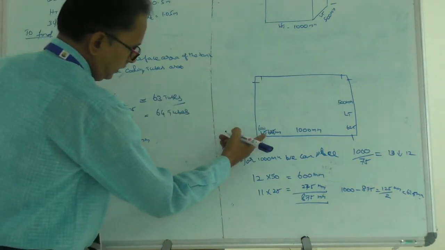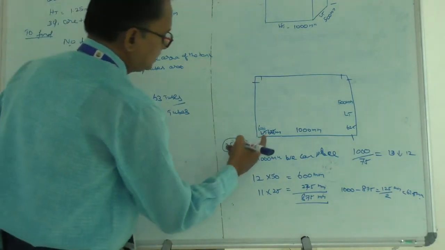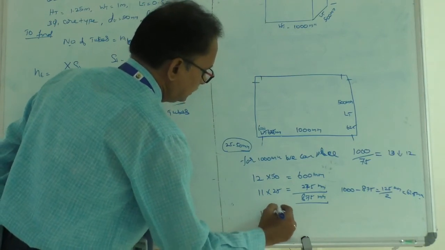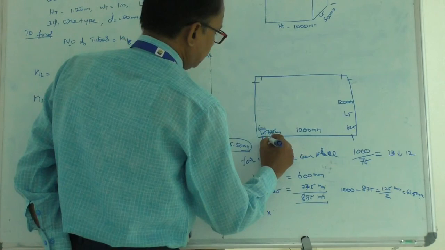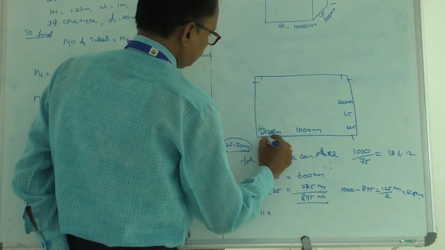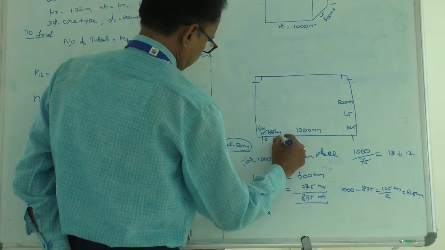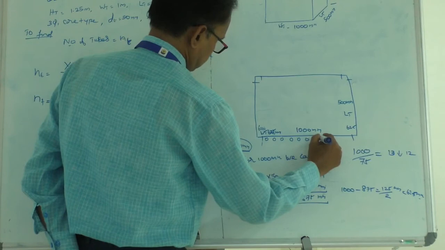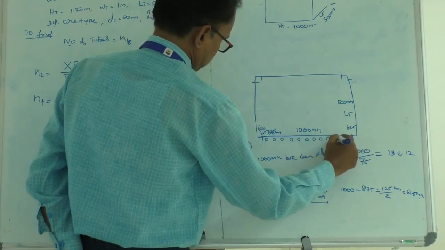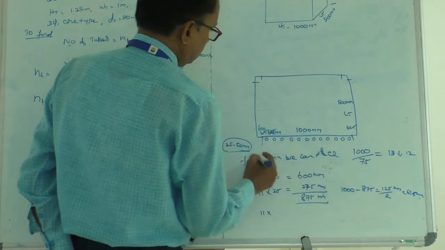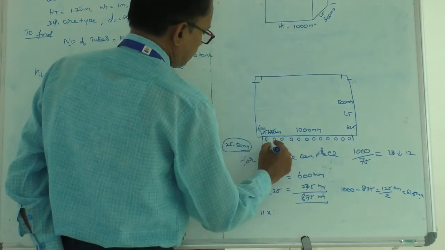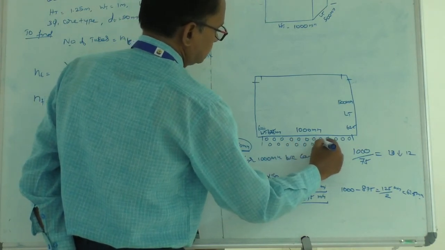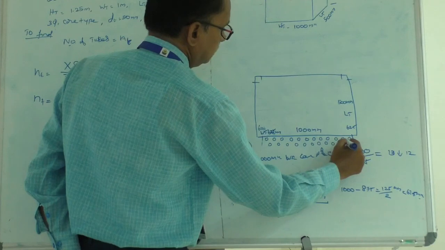So you may have to go for one more layer of cooling tubes, which means that instead of 12 tubes, you can make it 11 tubes. How are we going to accommodate them here? This is 1, 2, 3, 4, 5, 6, 7, 8, 9, 10, 11, 12. In between these two tubes, you have to make one more tube. So 1, 2, 3, 4, 5, 6, 7, 8, 9, 10, 11.